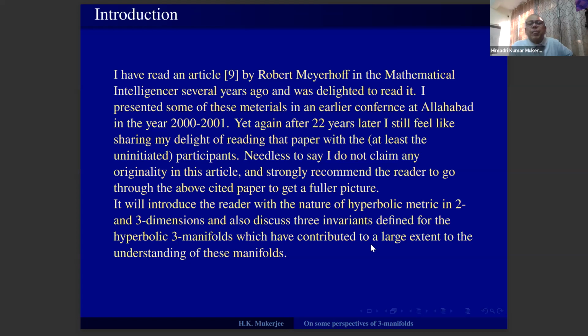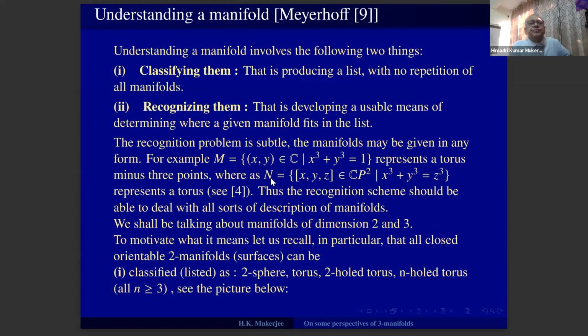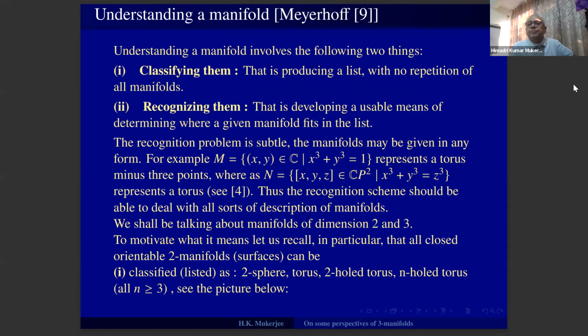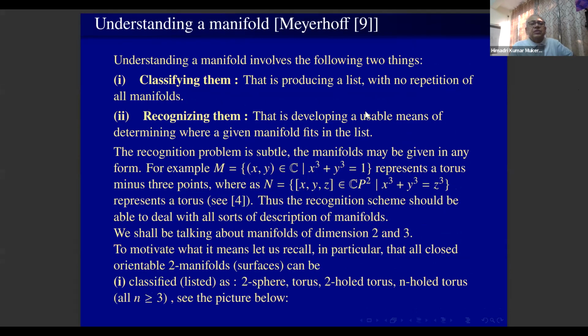The first thing is that understanding a manifold involves the following two things. First is classifying them, that is producing a list with no repetition of all manifolds. And second is recognizing them, that is developing a usable means of determining where a given manifold fits in the list. The recognition problem is subtle. The manifolds may be given in any form.